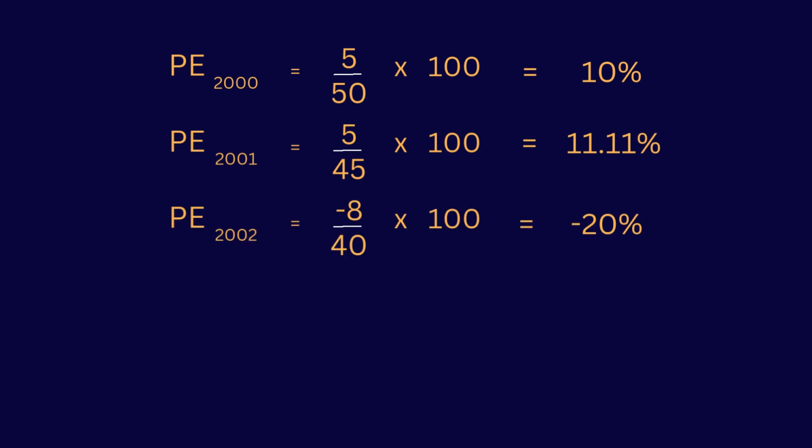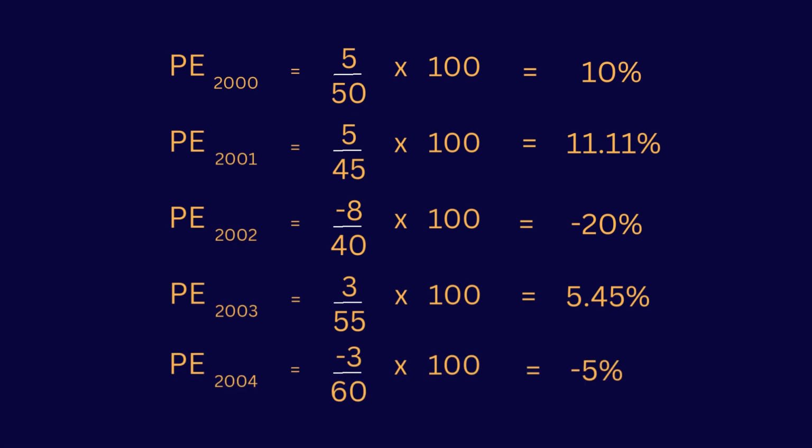Percentage error for 2002 equals negative 8 divided by 40 multiplied by 100, equals negative 20 percent. Percentage error for 2003 equals 3 divided by 55 multiplied by 100, equals 5.45 percent. Percentage error for 2004 equals negative 3 divided by 60 multiplied by 100, equals negative 5 percent.